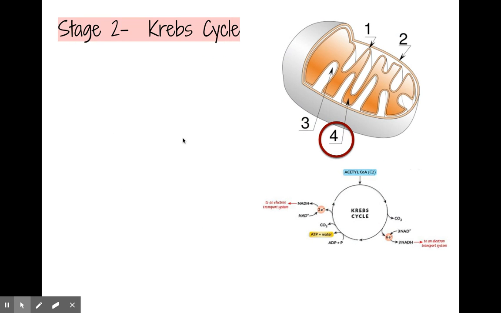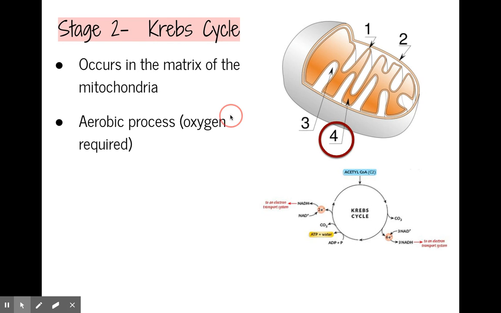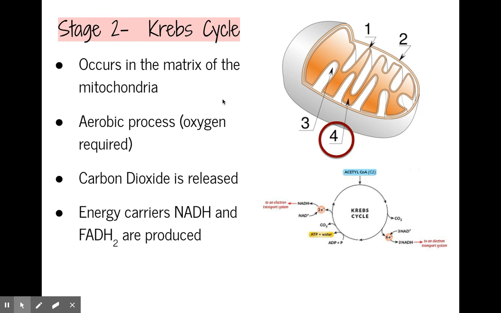All right, stage 2 is the Krebs cycle. It occurs in the matrix of the mitochondria. Remember we talked about that, the matrix is the fluid-filled space. It's an aerobic process, meaning that oxygen is required in order for the Krebs cycle to continue. Carbon dioxide is released, and bulk amounts of NADH and FADH are produced.